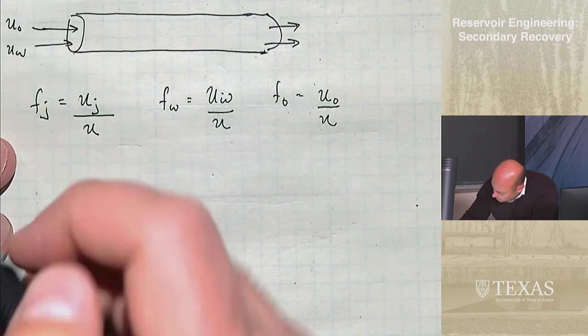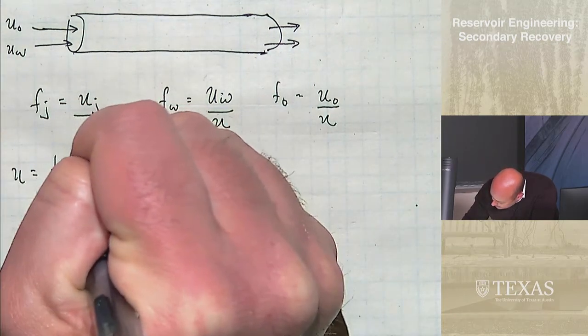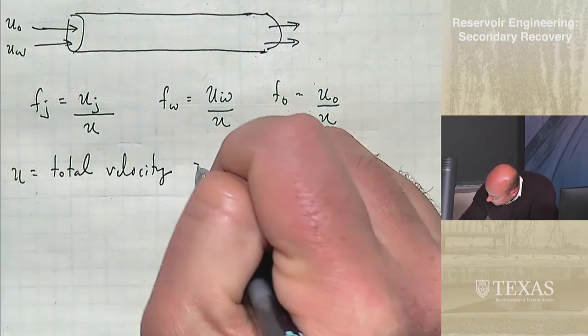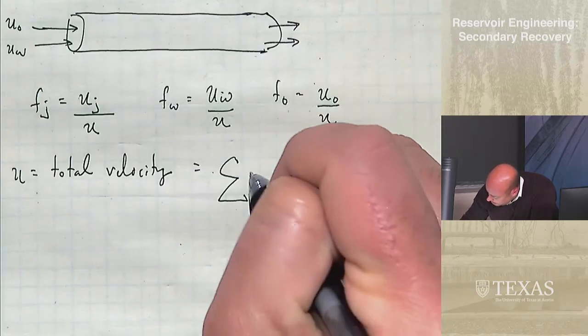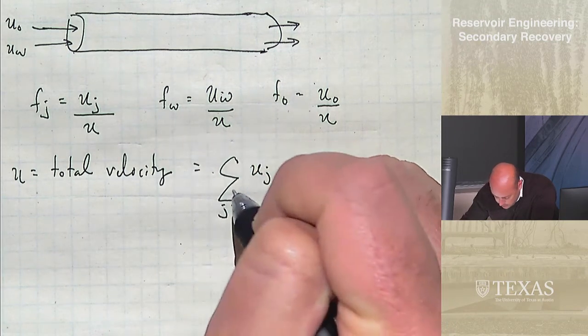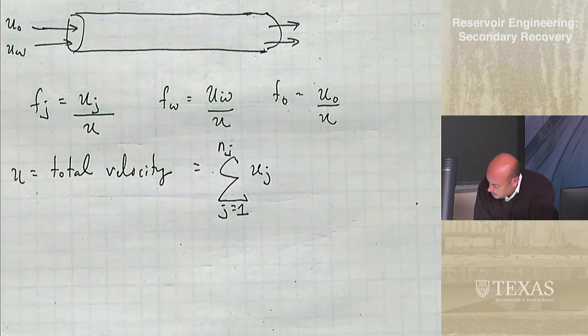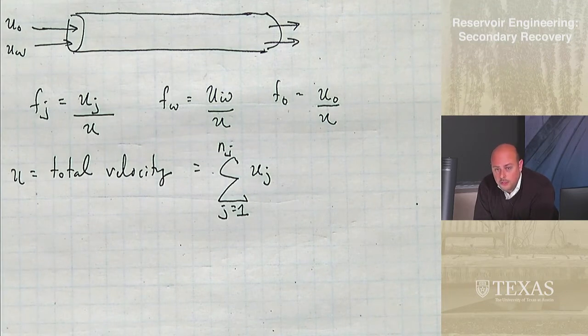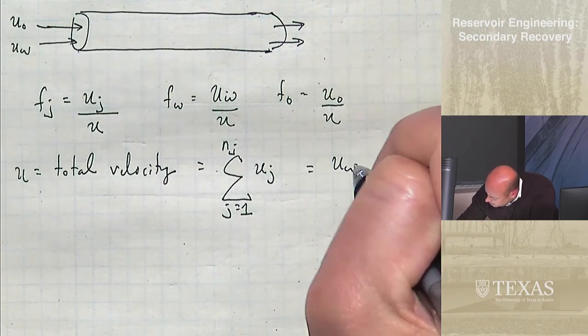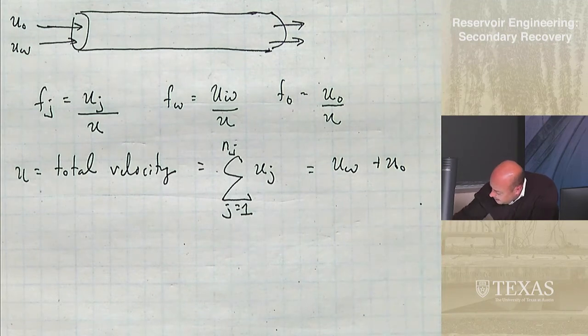So, if U is the total velocity, it is going to be equal to the sum of the velocity of all phases, J equal to 1 to Nj. So if UW is 1 and UO is 1, then U total is 2. If UW is 0.5 and UO is 1, then U total is 1.5. So it is going to be equal to UW plus UO. And if I had gas, it'd be Ug. Of course, if there's no gas, then Ug is 0.